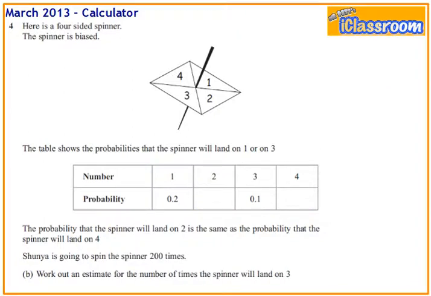In part B of this question, we are asked to work out an estimate for the number of times the spinner will land on 3. Now it says that Shania is going to spin the spinner 200 times. So I need to multiply 200 by the probability that it's going to land on a 3, which is 0.1, and get my answer of 20.